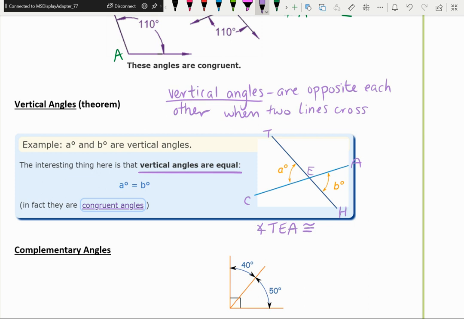Oh, I'm sorry. That's an error. I said the ones that were marked. Let's go for TEC. I said the ones that were marked, and then I named a different angle.